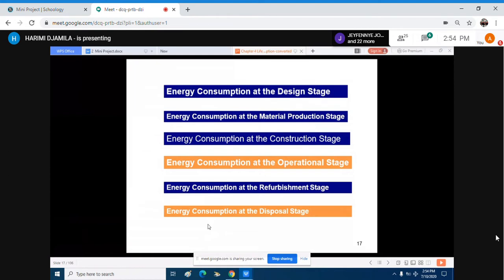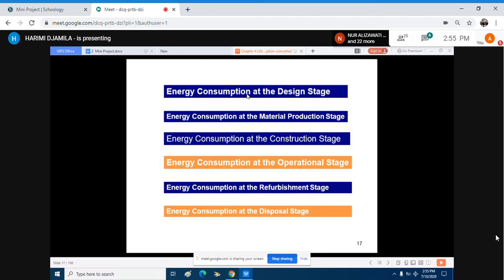Energy consumption at the operational stage, energy consumption at the refurbishment stage, and finally, energy consumption at the disposal stage. So we start with design. Of course, before you build the construction, you are supposed to design, engineer, and do all the required calculation. In that stage, you will need electricity, the laptop, whatever you need for the calculation part, and that is supposed to be counted as energy consumption at the design stage. Anything linked to material is supposed to be here too. This is not all the details, but these are the main things that should be considered in general.